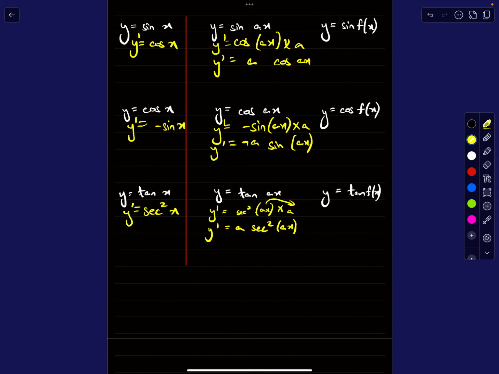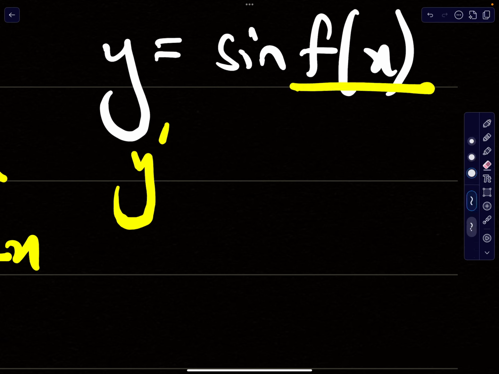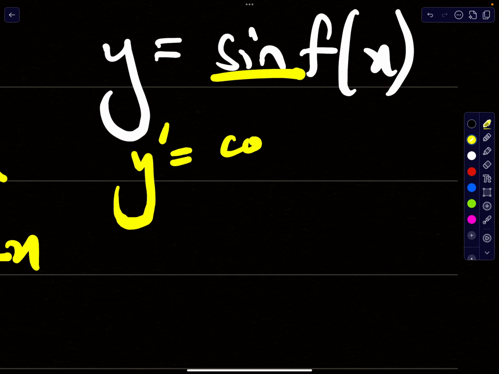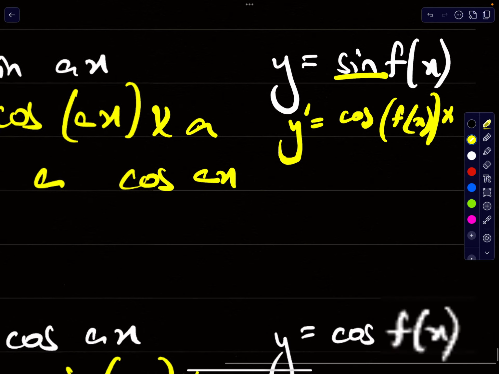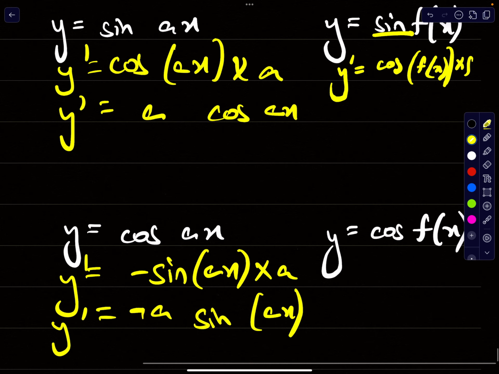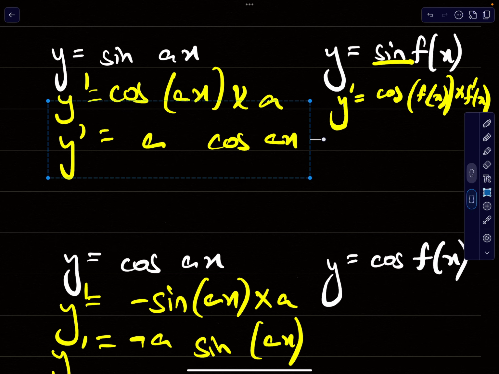And then moving on to our last set of examples, y equals sine of a function, whatever function it is. So the steps are going to be the same. The differential of sine is cos. What's inside the brackets remains as it is, in this case f of x, multiplied by the differential of f of x. Let's tidy things up a bit. Oops, my bad.